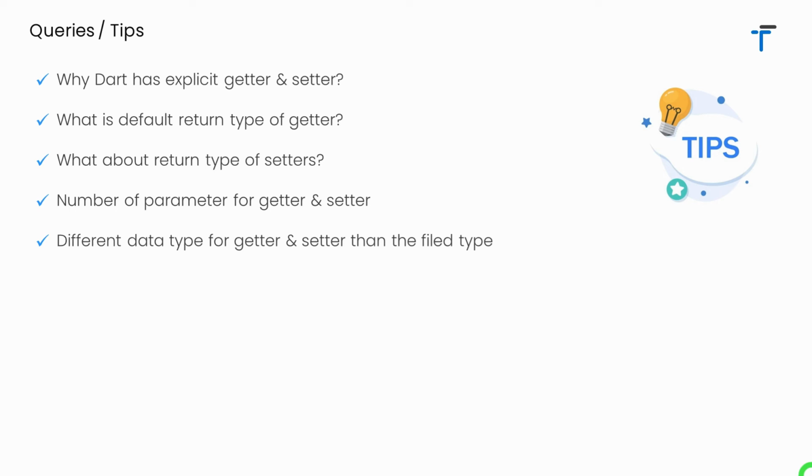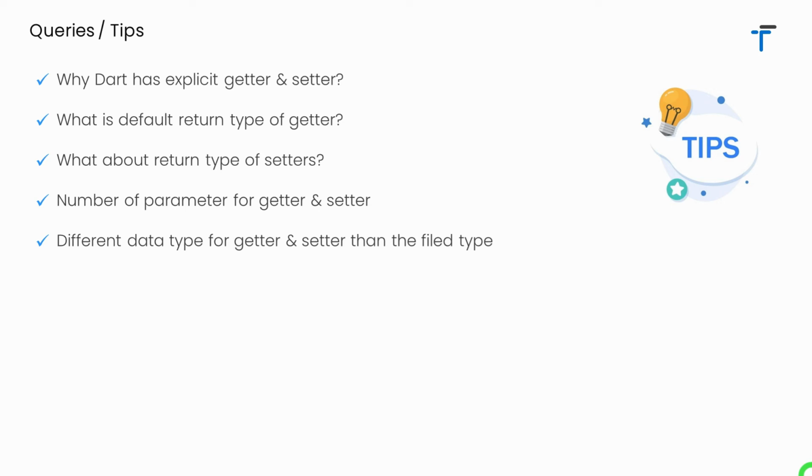Can we have different data types for the getter and setter than the field type? In most cases, we never do this. But in rare cases, if it's required, meaning your value is based on some calculation or some logic that results in a different type than the type of your field, then it's definitely possible and you can define that kind of getter and setter.